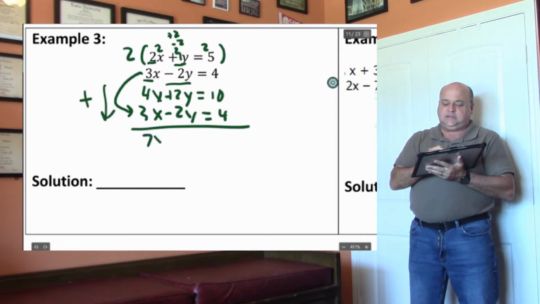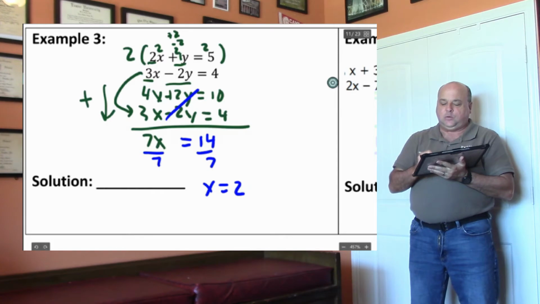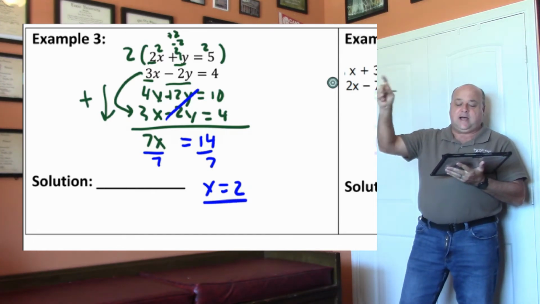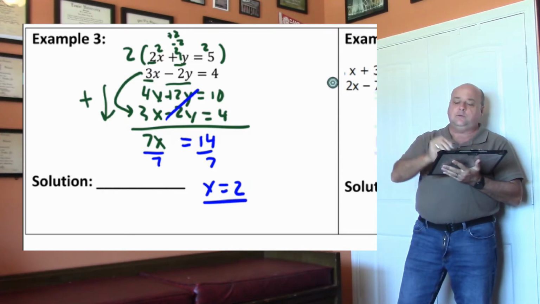4x plus 3x is 7x. The y's cancel out. 10 plus 4 is 14. Divide by 7, and you get x equals 2. Oh, now they call the numbers out. 2, 1, 5, 3, 2, 4. They're pretty close. I would do the 2, 1, 5 because there's no negatives.